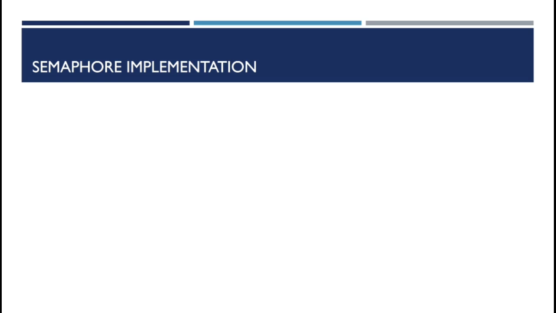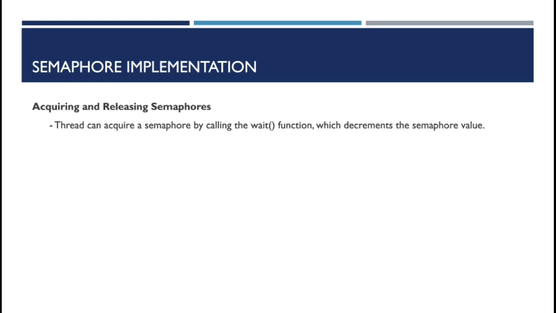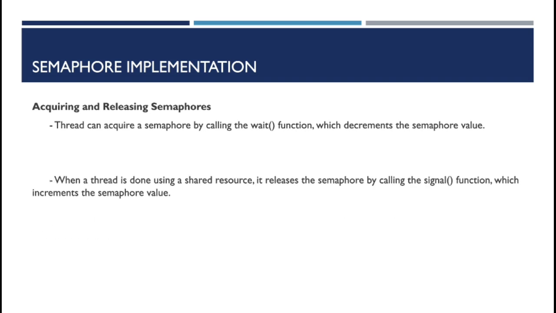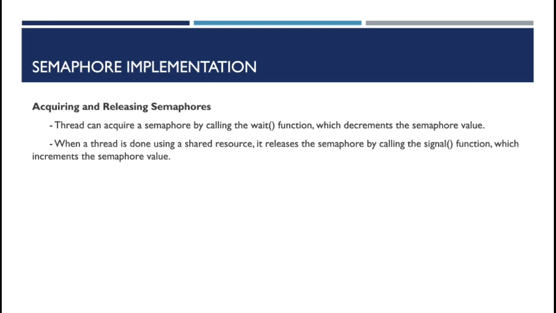A process can have anywhere from one thread to many. Let's see how acquiring and releasing semaphores happens. A thread can acquire a semaphore by calling the wait function, which decrements the semaphore value. When a thread is done using a shared resource, it releases the semaphore by calling the signal function, which increments the semaphore value.